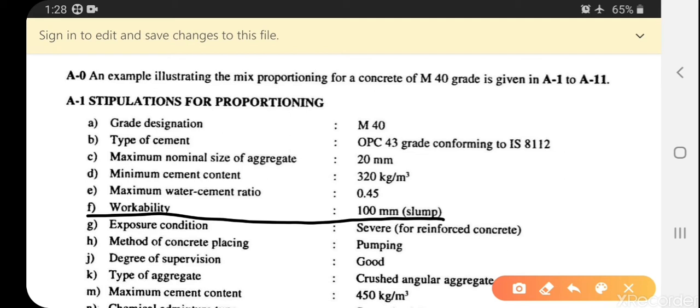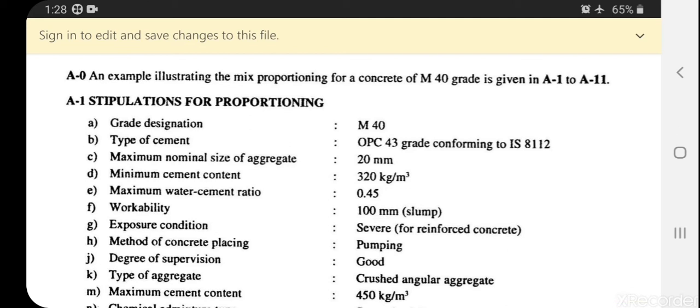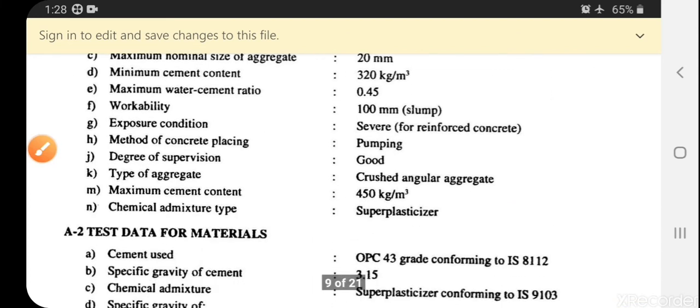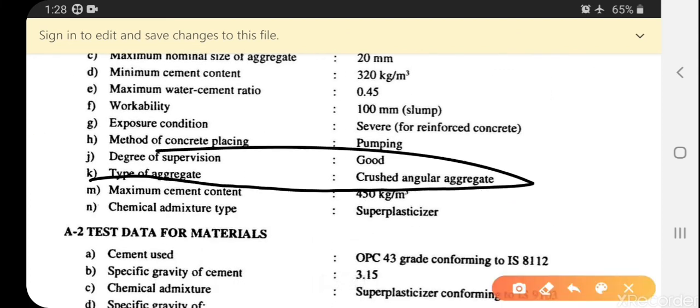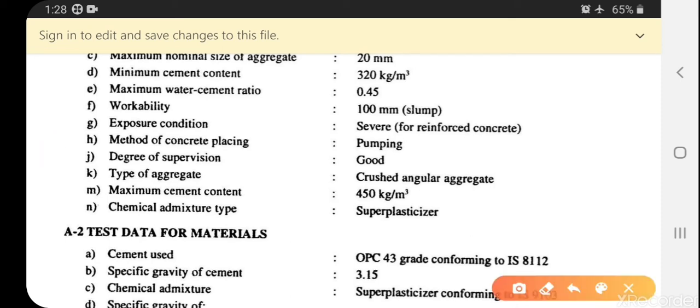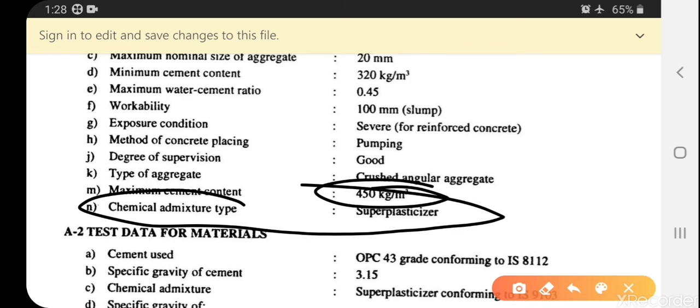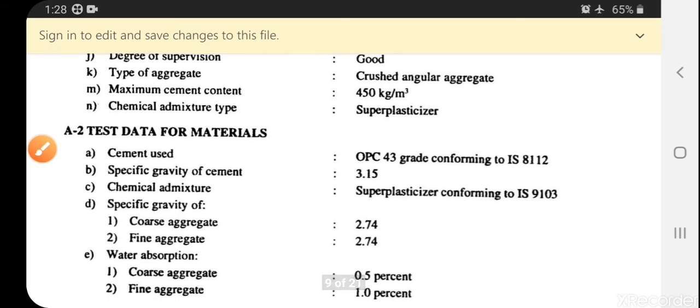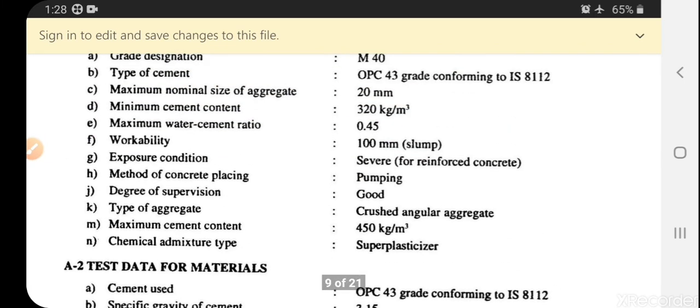These are all the given data or given conditions, and the exposure site condition should be severe. Method of concrete placing is pumping, degree of supervision is good, and type of aggregate is crushed angular aggregates, and maximum cement content 450 kg per metre cube. Chemical admixture type is super plasticizer. Next, test data for materials. These are the given data, right?